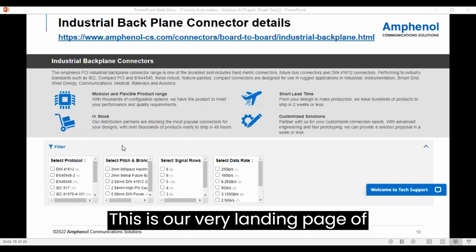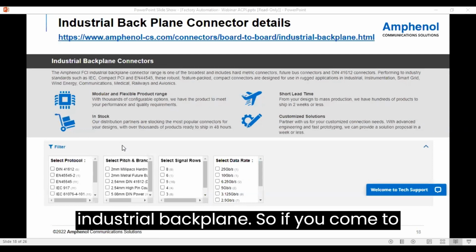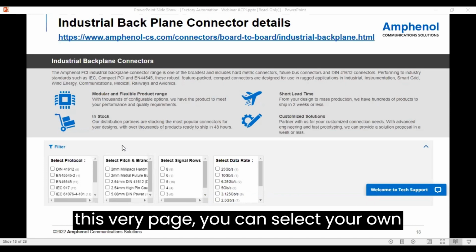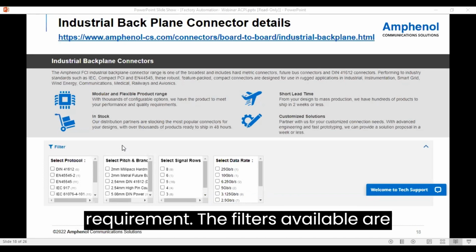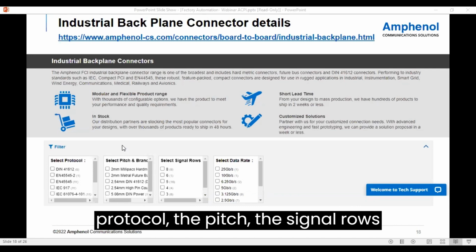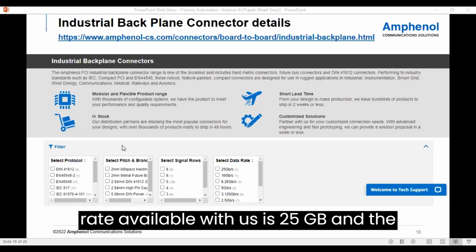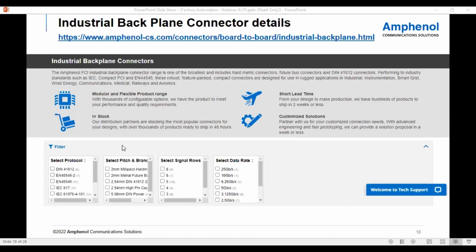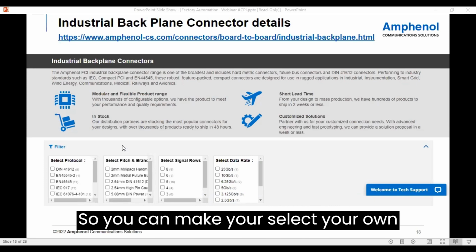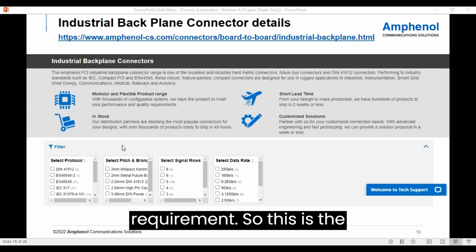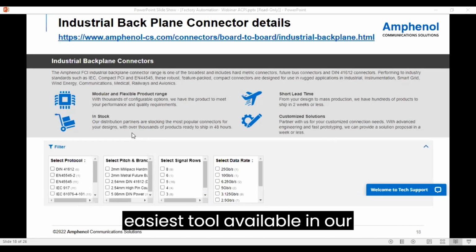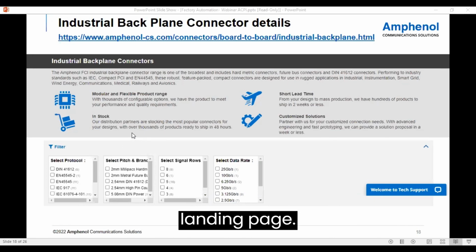This is our landing page of industrial backplane. If you come to this page, you can select your own connector depending upon your requirement. The filters available are protocol, pitch, signal rows, and data rate. The maximum data rate available with us is 25 GB, and the maximum number of rows is 8. So you can select your own connector depending upon the design requirement. This is the easiest tool available on our landing page.